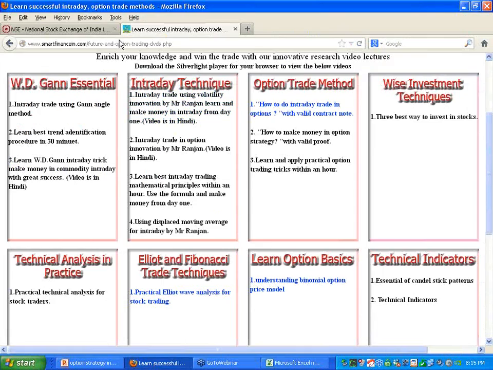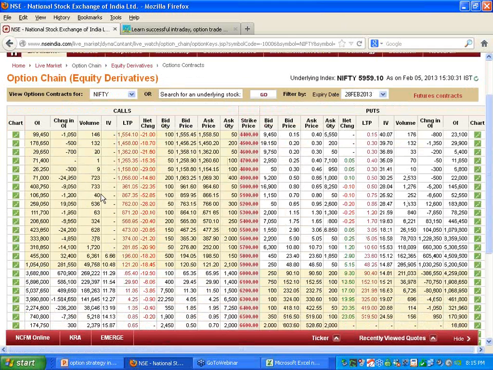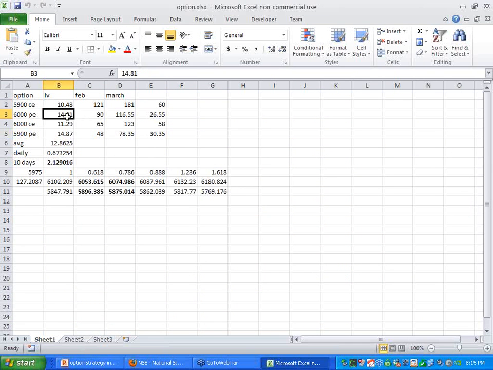These values you can also get from the NSE website. In all the option columns they are giving IV, implied volatility. I have taken the reference from this implied volatility. So I have taken 4 different strikes, 2 from call option, 2 from put option, with the rule that 1 call option will be in the money, 1 call option will be out of the money, 1 put option must be in the money, and 1 put option must be out of the money. Their implied volatility I have taken, and I have taken the average implied volatility.